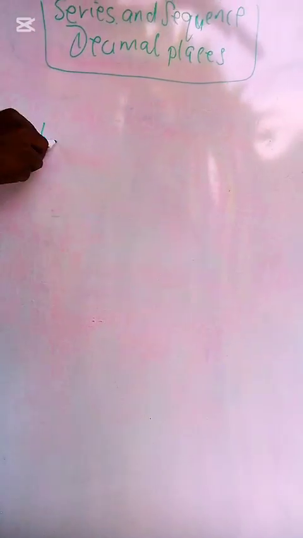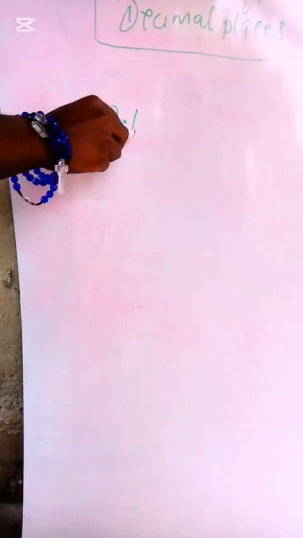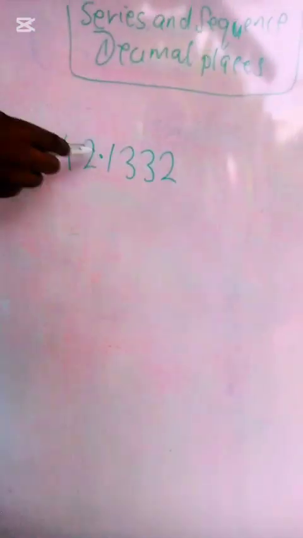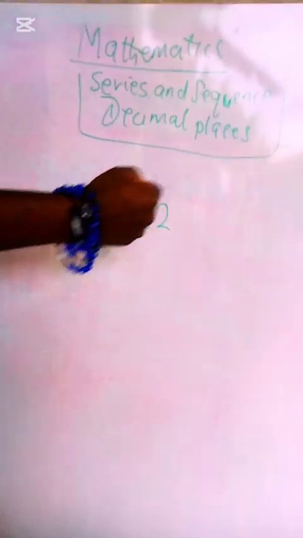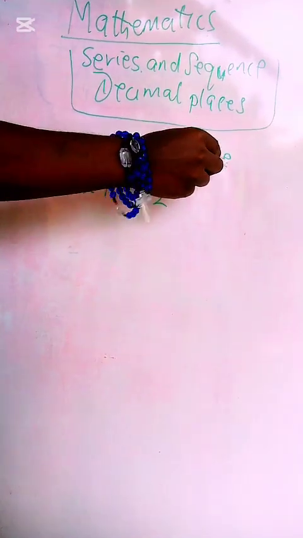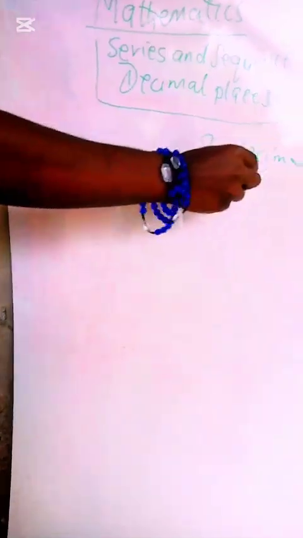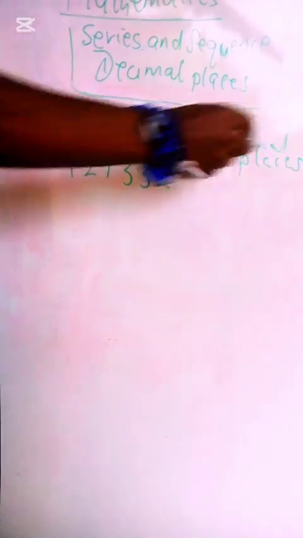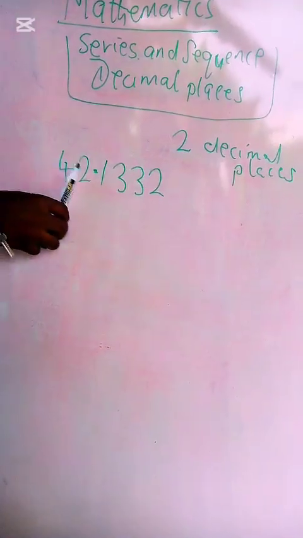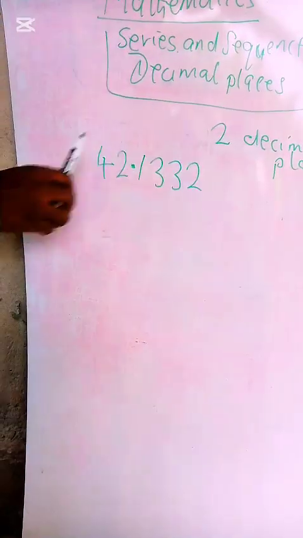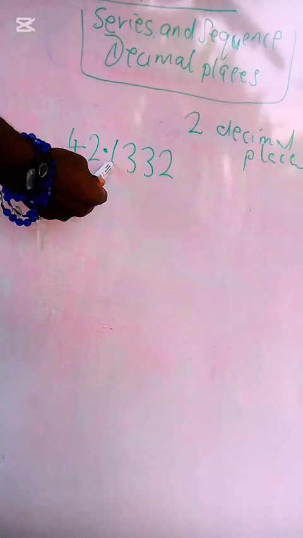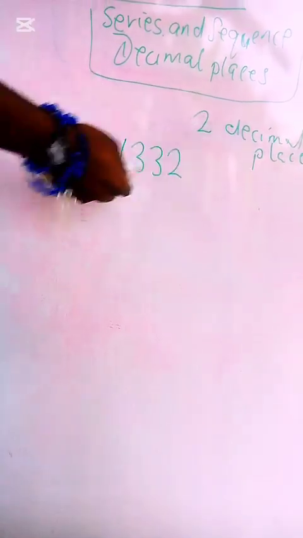Here now we have 42.1332. Okay. Here now we are asked to convert this to, let's say, 2 decimal places. So after this point now, that's where we start counting. We don't need here, so we are not going to count here. We start counting after the point. So here now, what we are going to do is we count 1, 2. This is 2 numbers, so 1, 2.